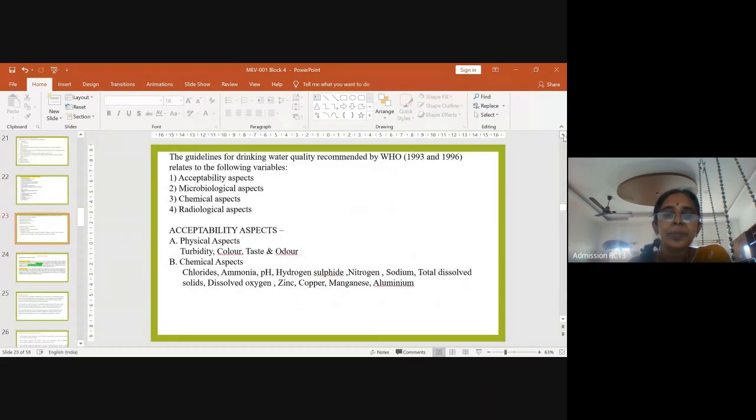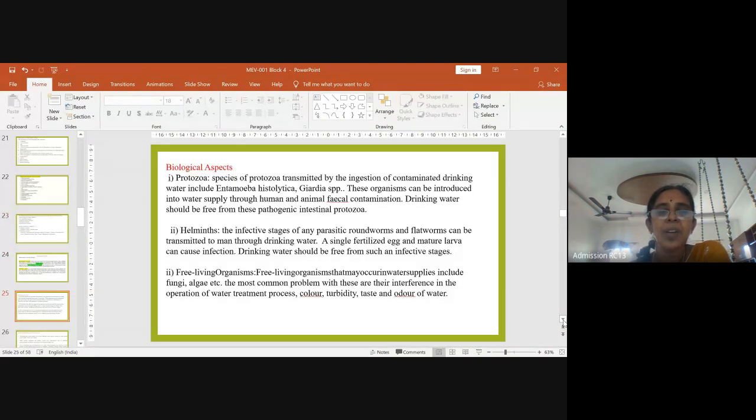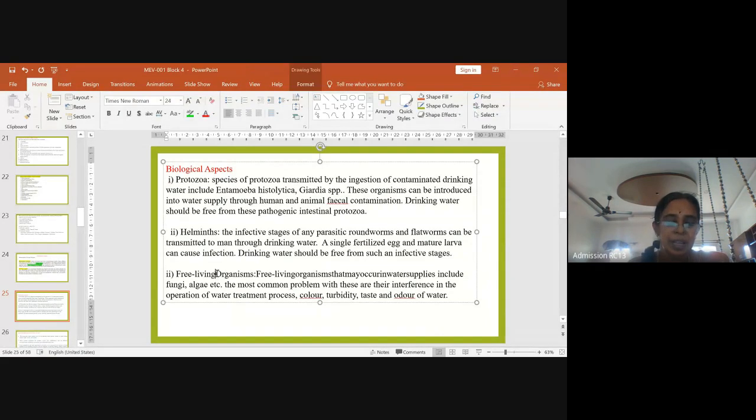So the guidelines for drinking water quality recommended by WHO have the following variables. First one is acceptability aspects. Second one is microbiological aspects. In the microbiological aspects, you have the bacteriological, viral, and biological aspects. In the biological aspects, you have a number of organisms other than microorganisms. You have other organisms present in the water, which again indicate that it is not good for drinking.